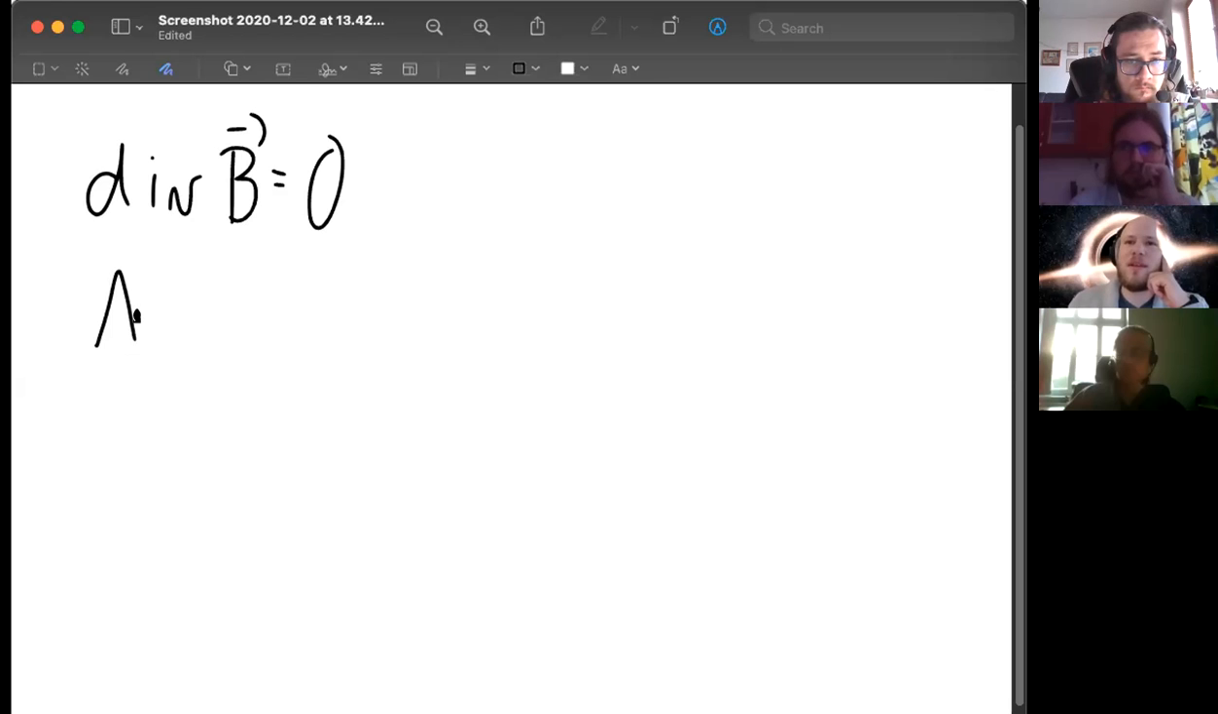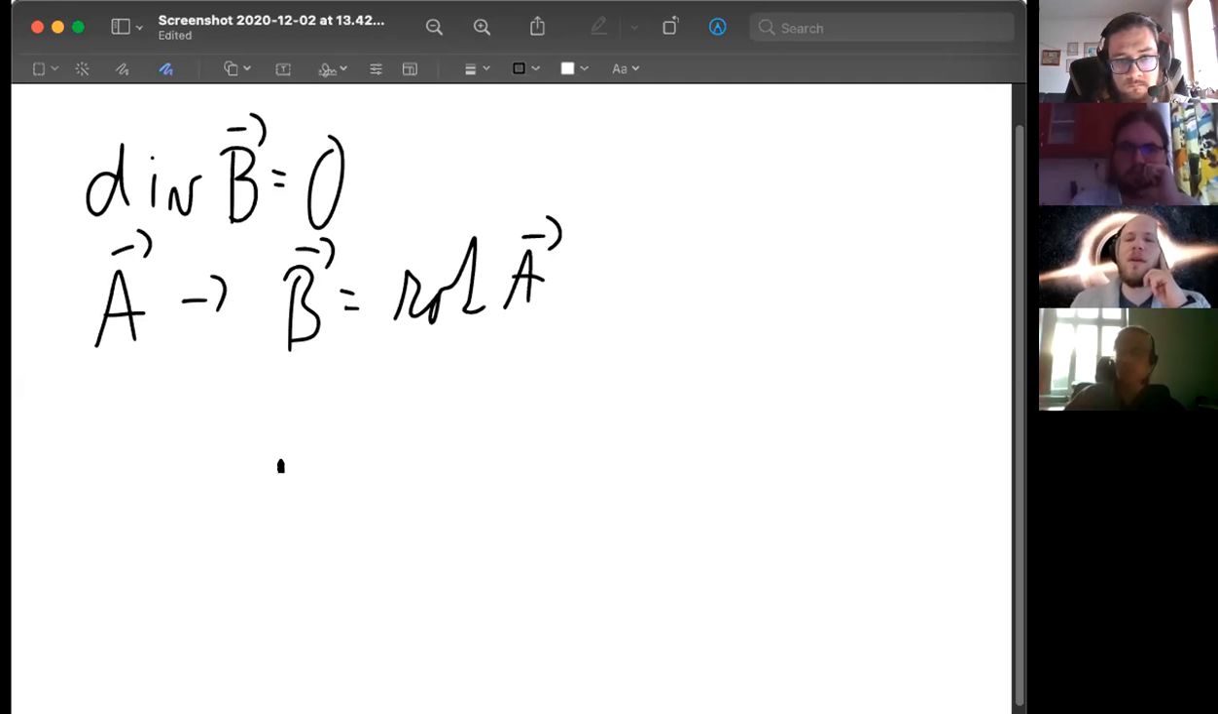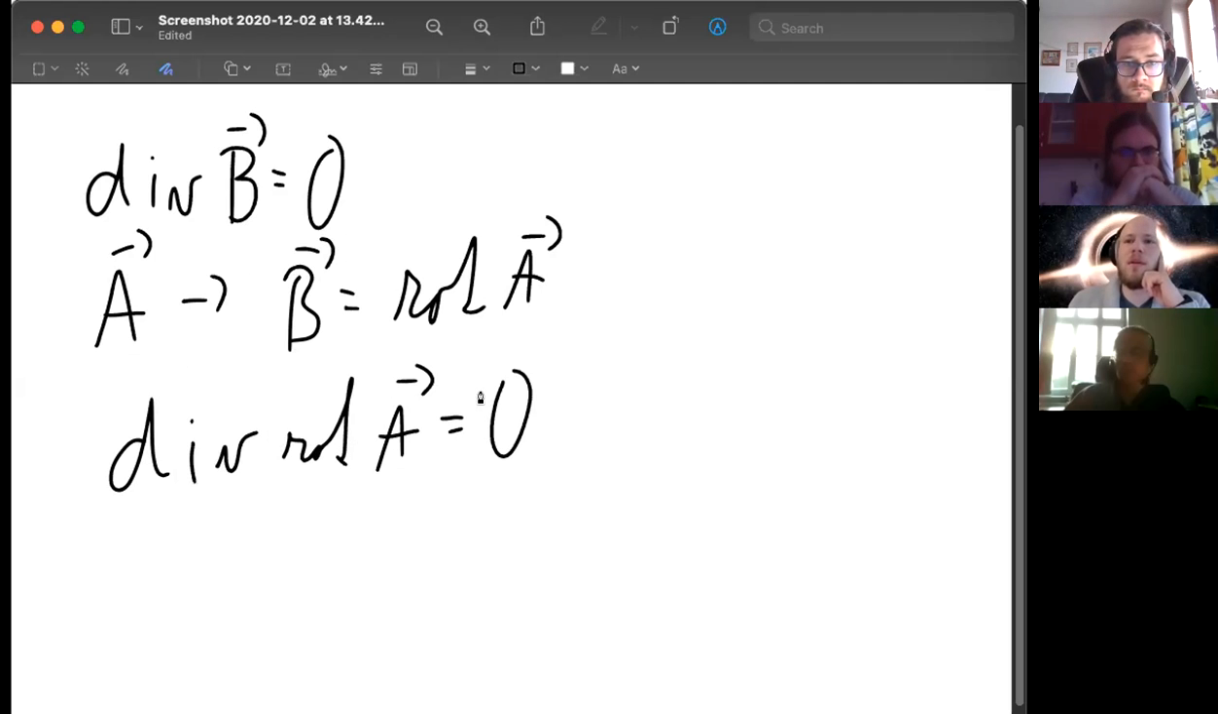Probably because of that, it was figured out that we can define a vector potential in a way that the magnetic field is the rotation of this auxiliary field. And now when you plug in this expression, you get that the divergence is always zero. Now, if we would like to describe electromagnetism with magnetic monopoles, does it mean that we cannot use vector potentials as well? And the answer is no.